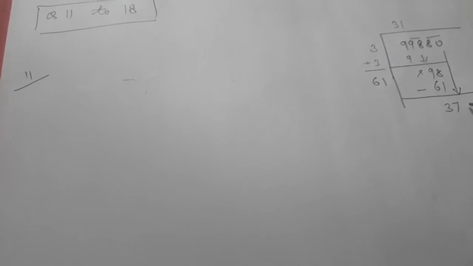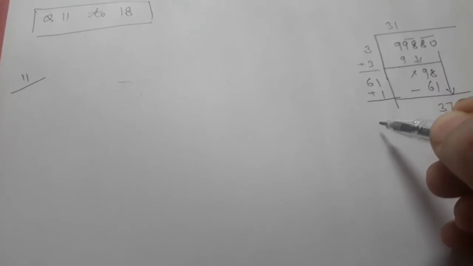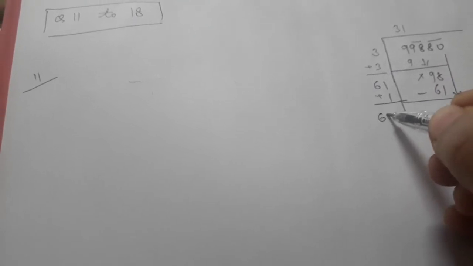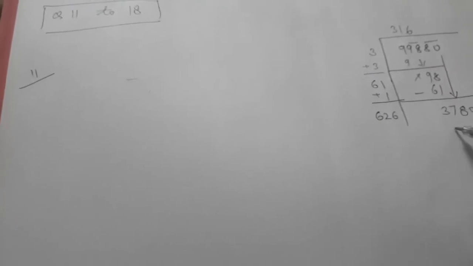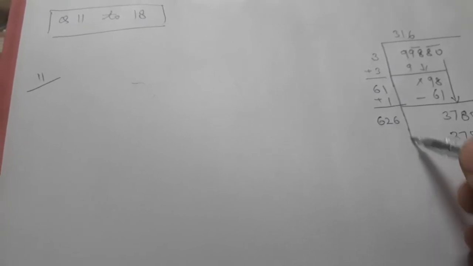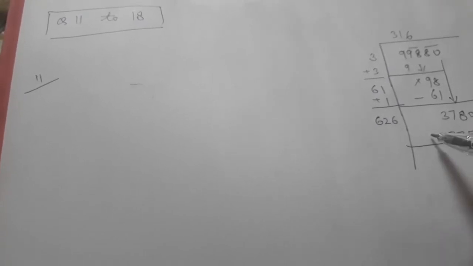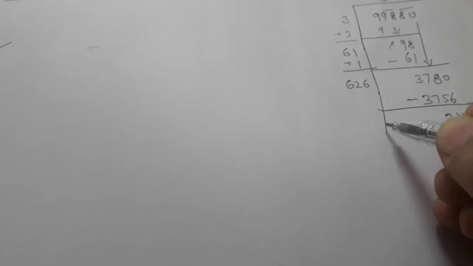Again bringing down the pair of numbers, we get 3780. Then 1 plus 61 is 62 would be the number, and it will go by 6. Here also we write 6. So the number would become 3756. Subtract 3756 from 3780. 24 will be the remainder.